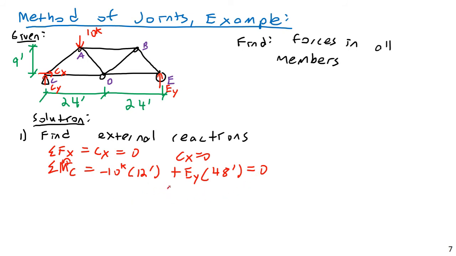And then EY here will equal 10 times 12 over 48, so that would be 2.5 kips.